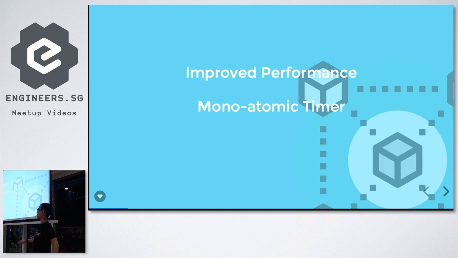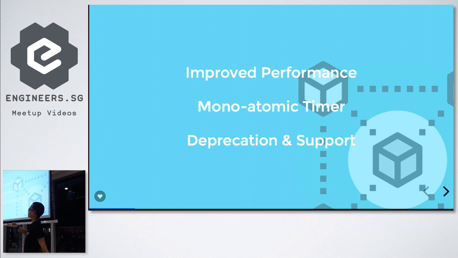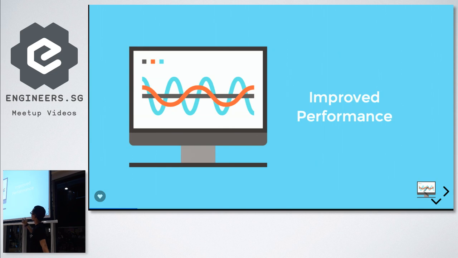Then there's a new feature in PHP 7.3 called the monotonic timer. And the last one that I'll be talking about is deprecation and support for PHP 7.3. So the first one is the improved performance in 7.3.